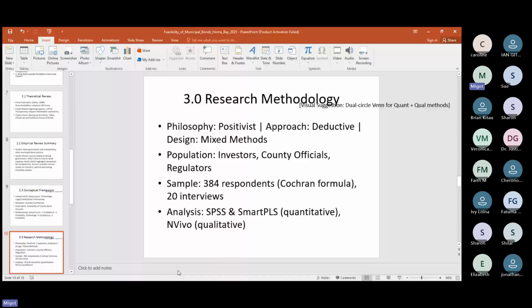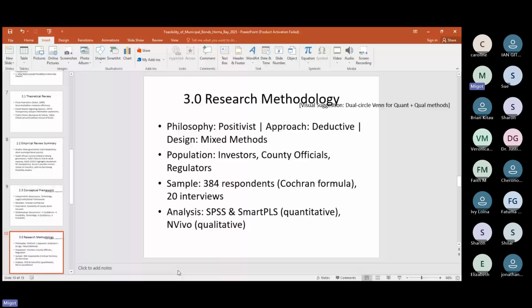For my case, I'll start with the research philosophy and approach, of which the study will adopt a positivist philosophy and deductive approach to test theoretical relationships empirically. For the research design, a mixed method design which integrates quantitative surveys with qualitative interviews for triangulation.